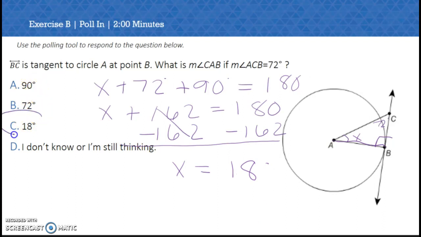So that has to be the measure of angle CAB. Because we knew that that line was tangent to the circle, we knew there was a right angle at CBA. They told us that angle ACB was 72, and we just used the fact that there's 180 degrees in the triangle to find the last angle, which was 18 degrees.